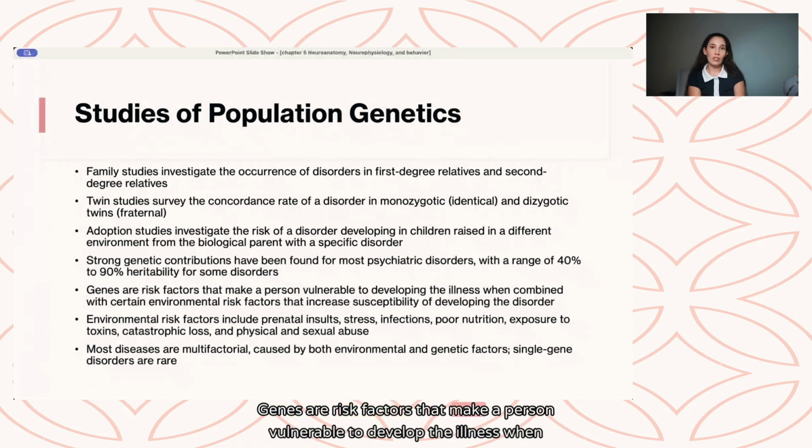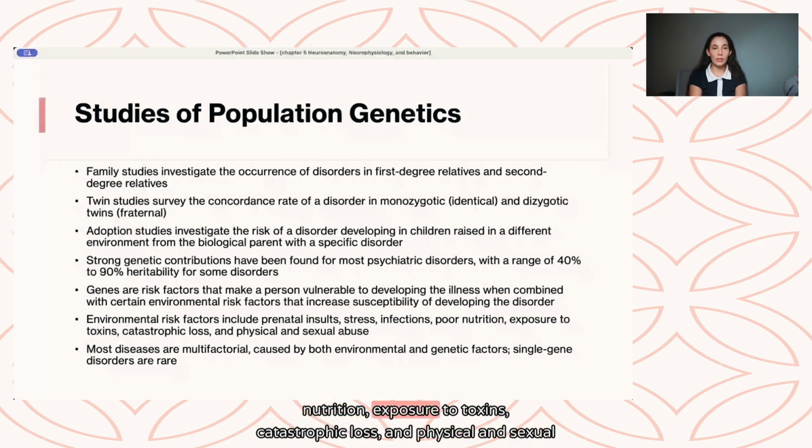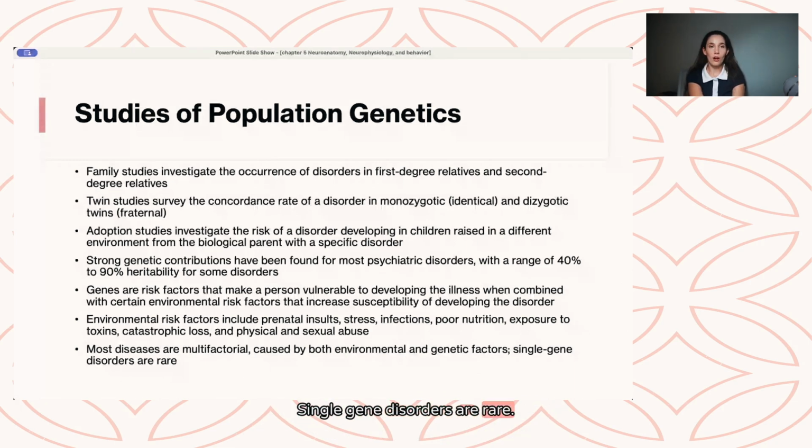Genes are risk factors that make a person vulnerable to develop the illness when combined with certain environmental risk factors that increase susceptibility of developing the disorder. Environmental risk factors include prenatal insults, stress, infections, poor nutrition, exposure to toxins, catastrophic loss, and physical and sexual abuse. Most diseases are multifactorial, caused by both environmental and genetic factors. Single gene disorders are rare.